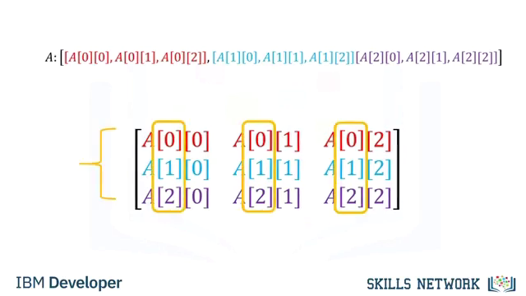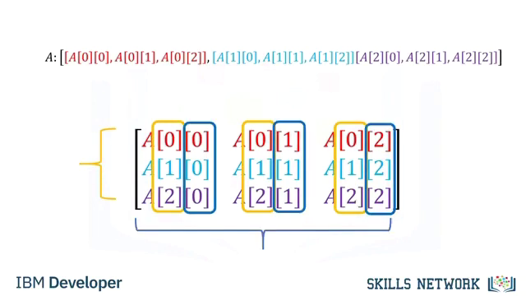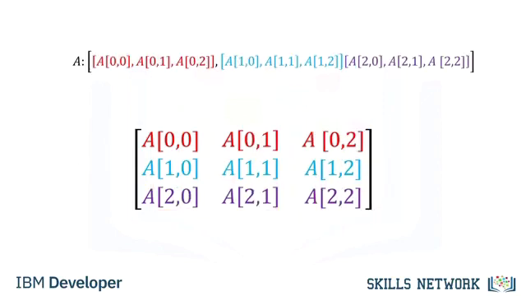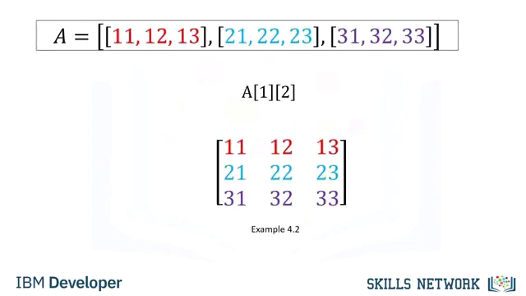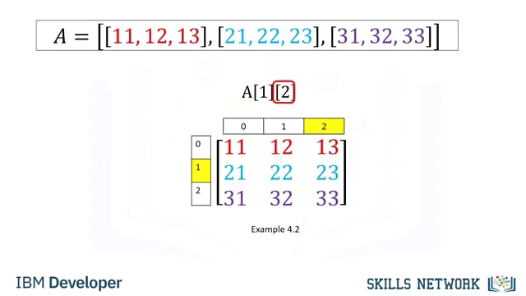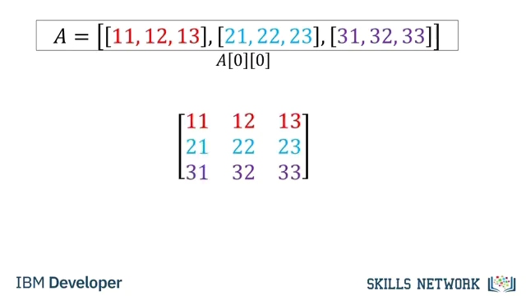Using the rectangular representation, the first index corresponds to the row index. The second index corresponds to the column index. We can also use a single bracket to access the elements as follows. Consider the following syntax. This index corresponds to the second row, and this index the third column. The value is 23.